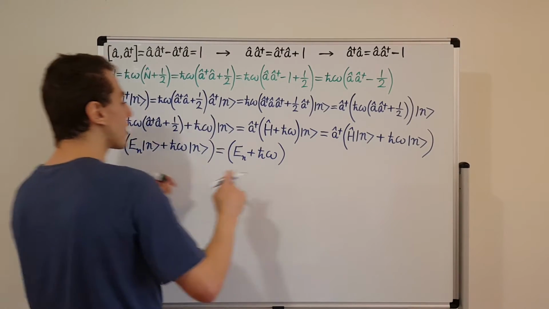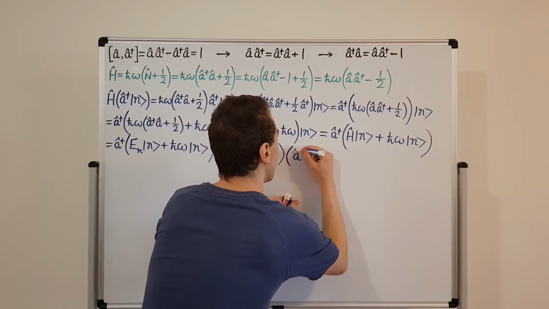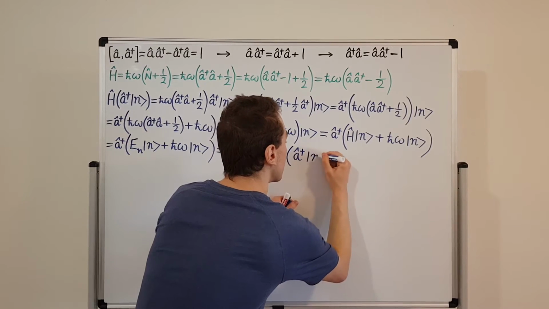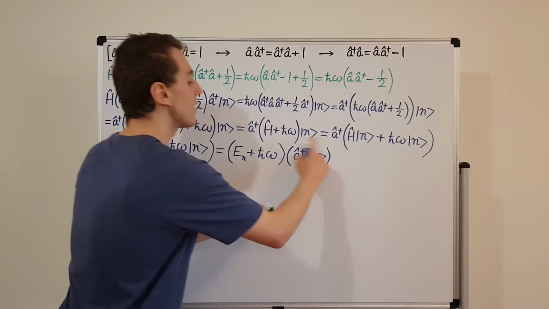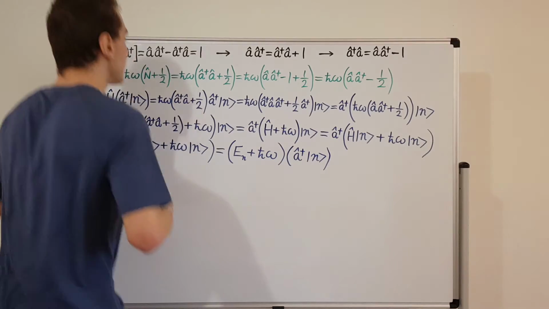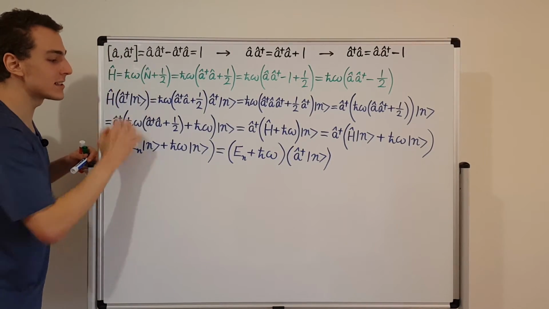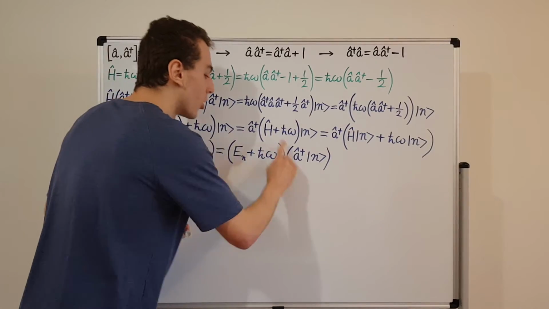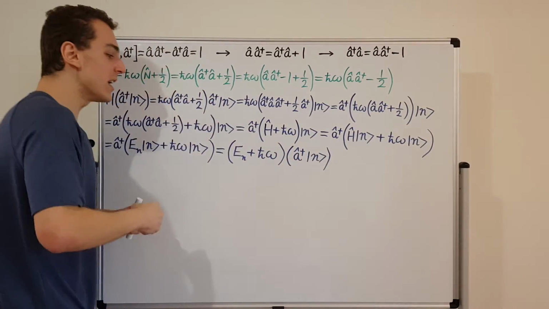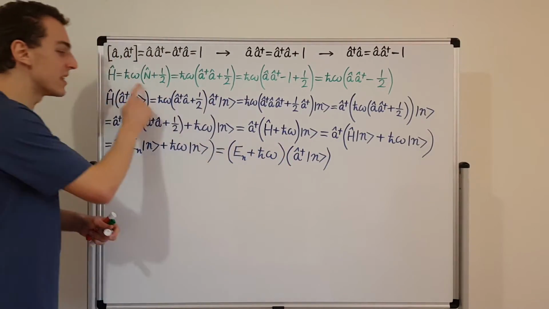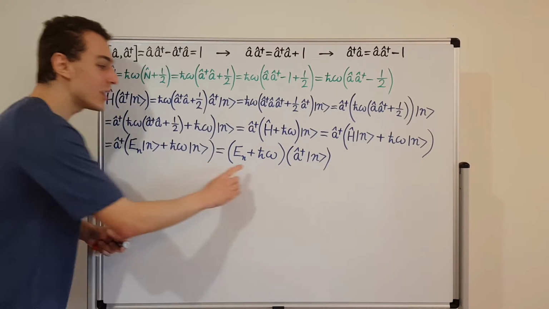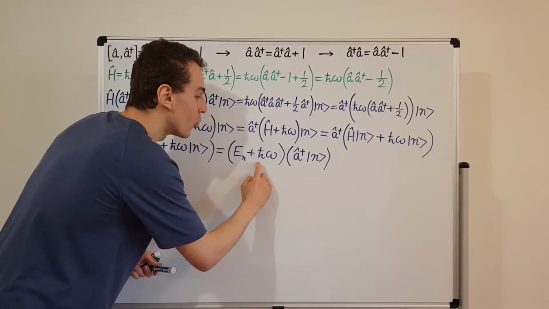We're going to have a dagger, I'll put this in brackets, a dagger acting on the eigenstate. And have a look at this combination. A dagger acting on the eigenstate, we have that up here. And over here we have the Hamiltonian acting on this is the same as this constant multiplying this. So this is the eigenvalue of this state. And the eigenvalue has been raised by h bar omega.